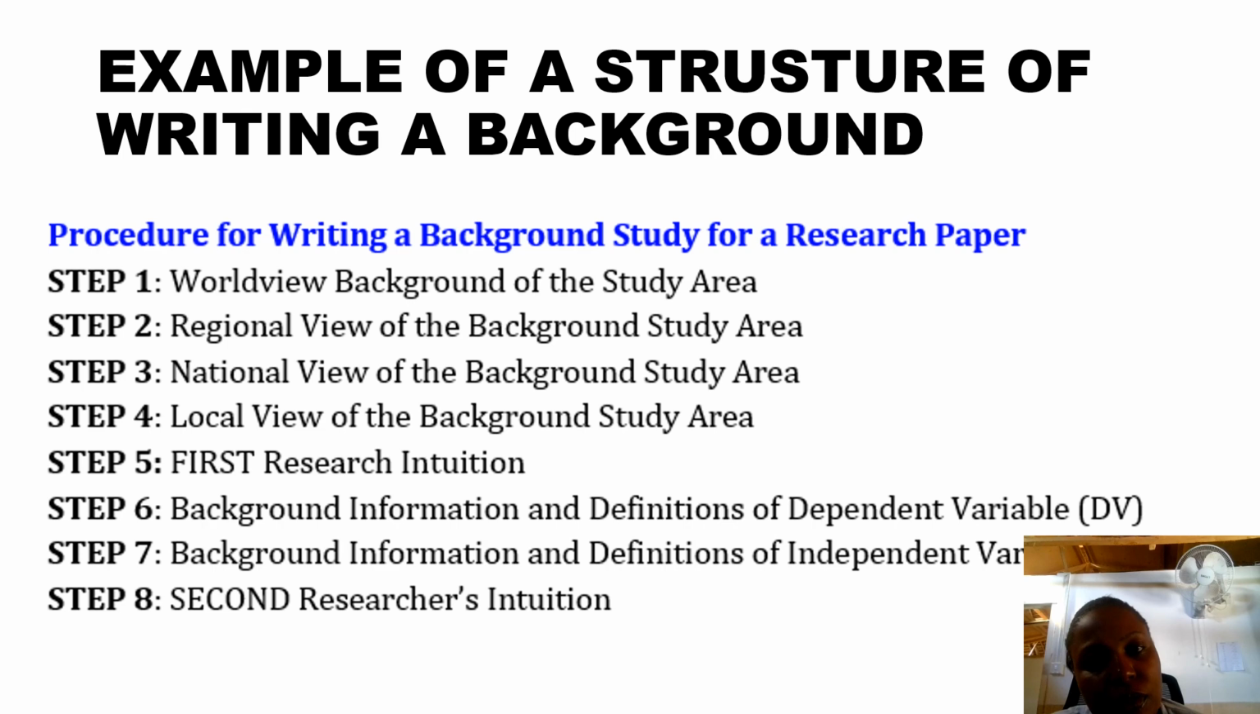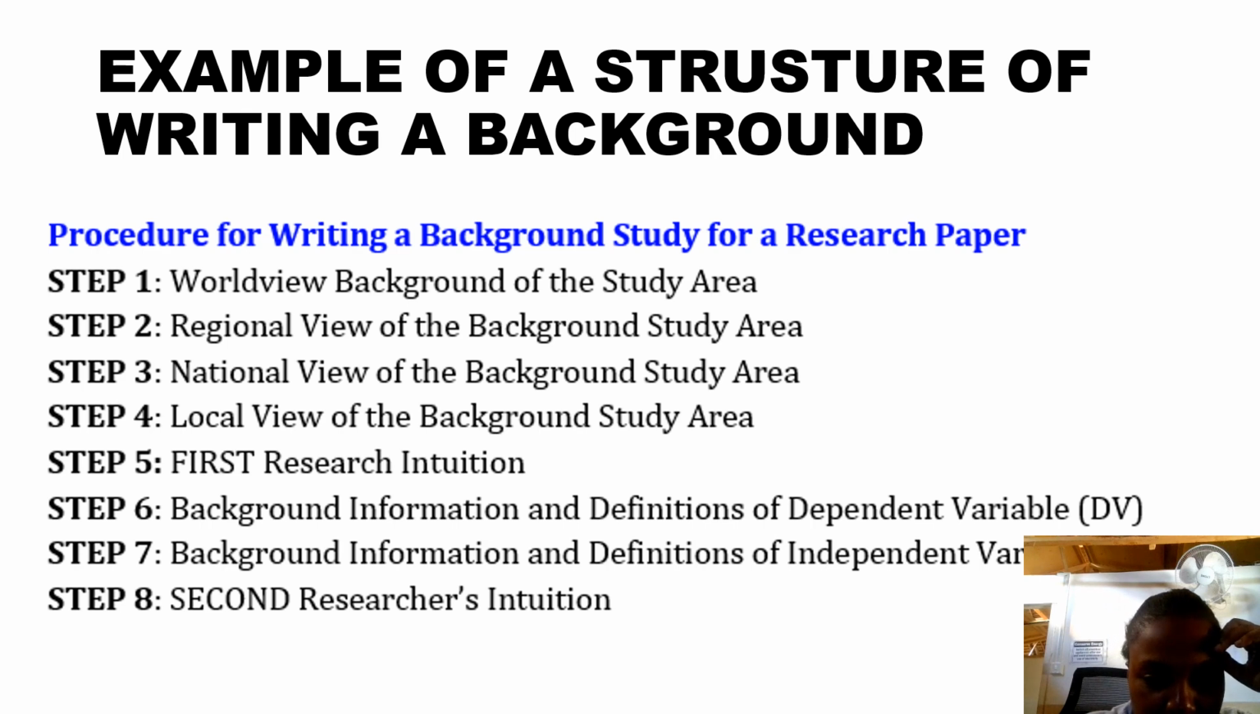So this is an example of a structure of writing a background. So you can do these steps also. Step 1 to 8. Step 1, you write what the world says about the study area. Step 2, what the region says about the study area. The region now is like Africa, the continent. Step 3, the national view, Kenya, what they say about your topic. Step 4, the local view. Now you say Bomani or Ojunju Mtomku area, what they say about the study area.